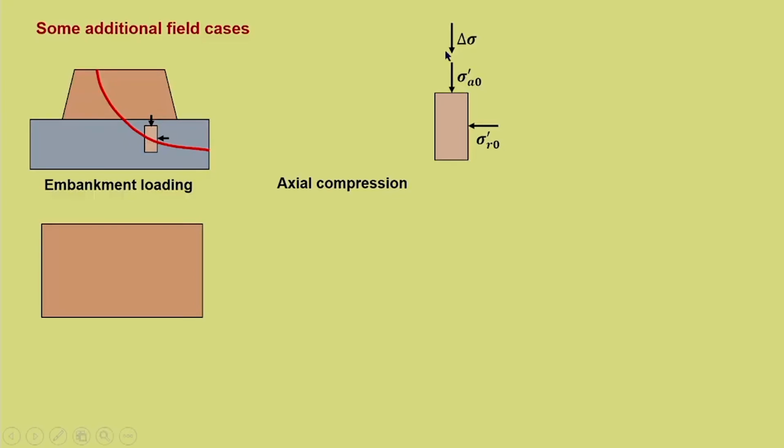So, these are cases which we have already seen, because we have seen that if sigma r is constant, sigma a increases. Those types of cases we have already discussed. We are just correlating these field cases to those cases. Now, in the case of excavation, what is happening? You can see that the axial stress is getting released. So, this is the initial condition.